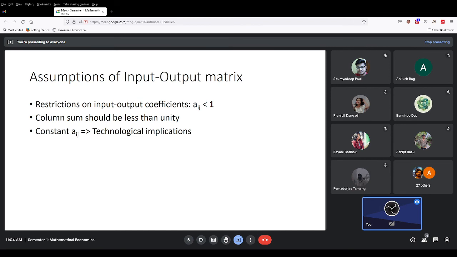Now about the assumptions of the input-output matrix, there are three assumptions. First is that any of the input-output coefficients, Aij, should be less than 1. See, what is Aij? How do we define Aij? Aij is defined as the amount of xij used to produce xj.